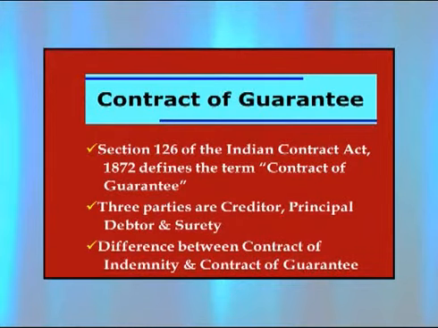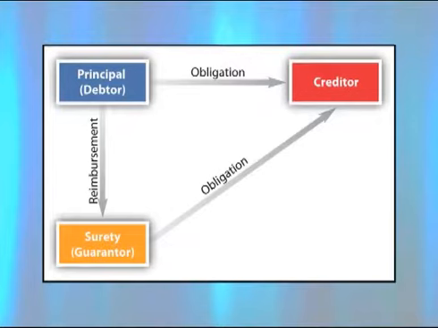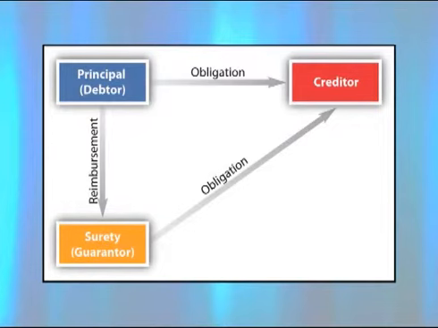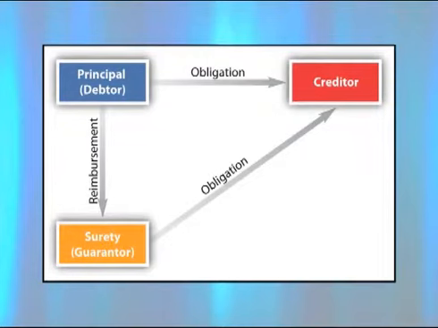Section 126 of the Indian Contract Act 1872 defines contract of guarantee, surety, principal debtor and creditor. A contract of guarantee is a contract to perform the promise or discharge the liability of a third person. In case of his default, the person who gives the guarantee is called the surety. The person in respect of whose default the guarantee is given is called the principal debtor, and the person to whom the guarantee is given is called the creditor.